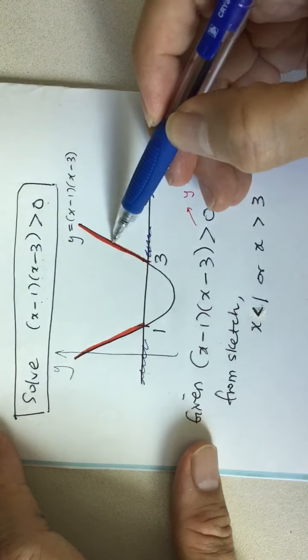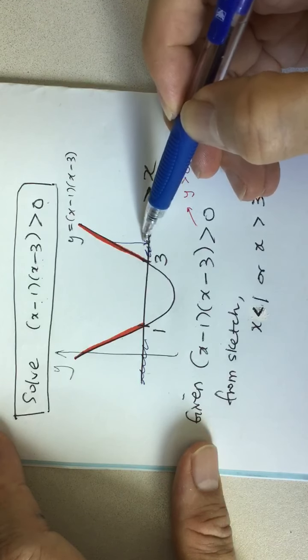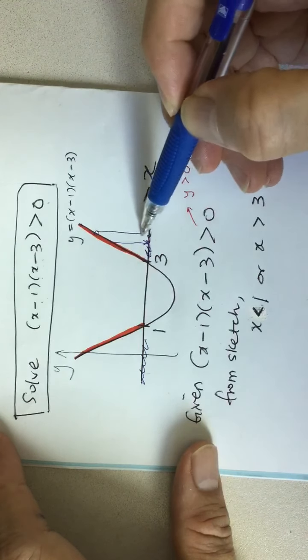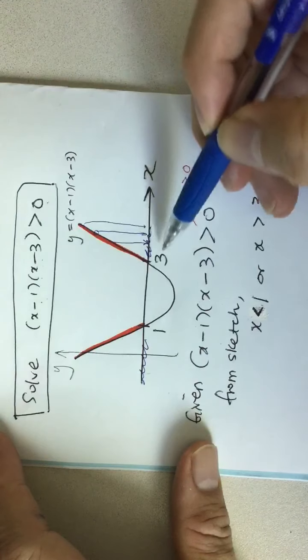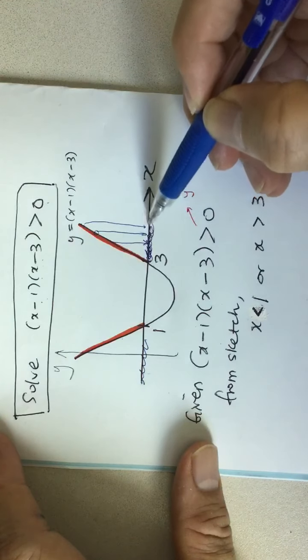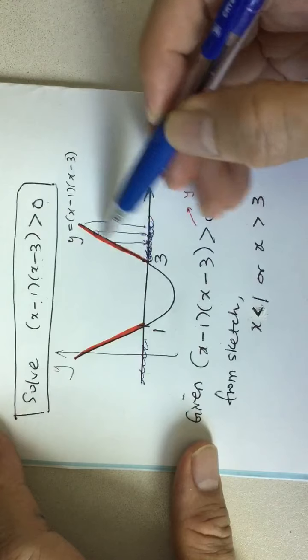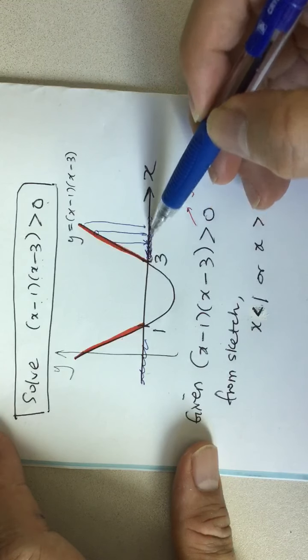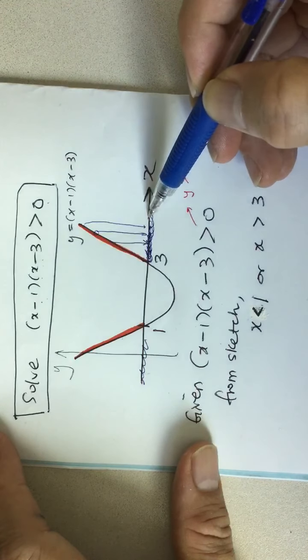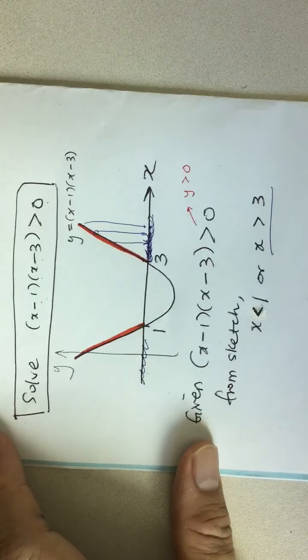Because if you have a point here, your x coordinate is here. If you have a point here, your x coordinate is here. You have a point here, x coordinate is here. So the x values for this portion of the curve will be along here, and these are values which are bigger than 3. That's why you have x bigger than 3.